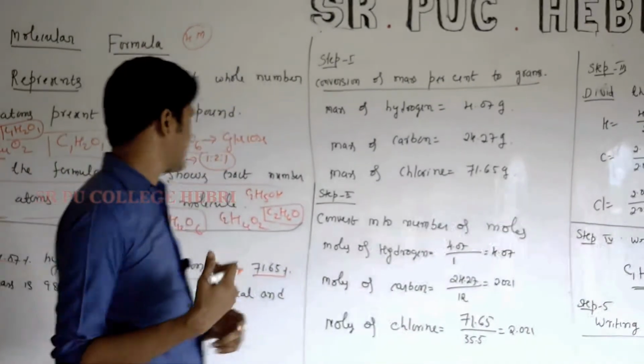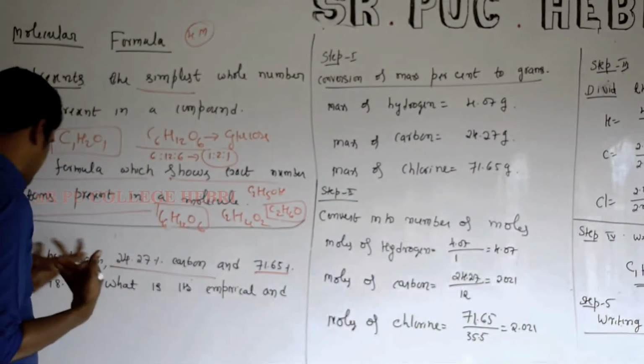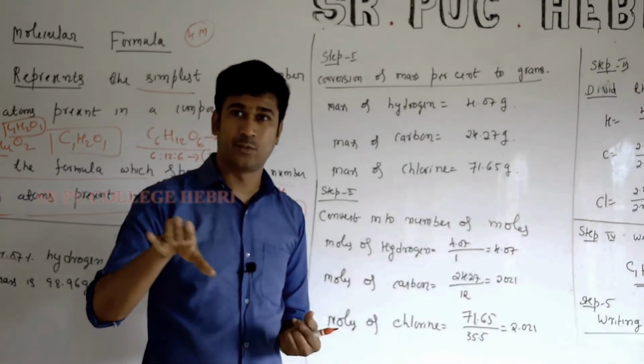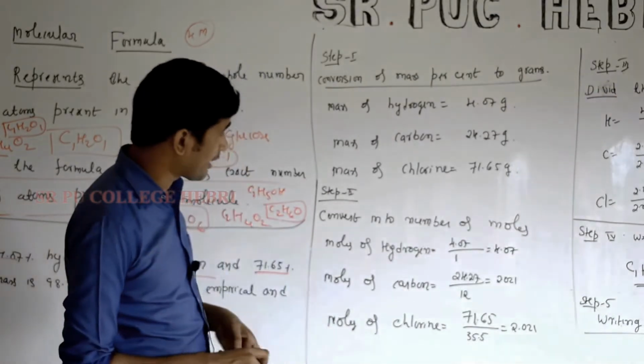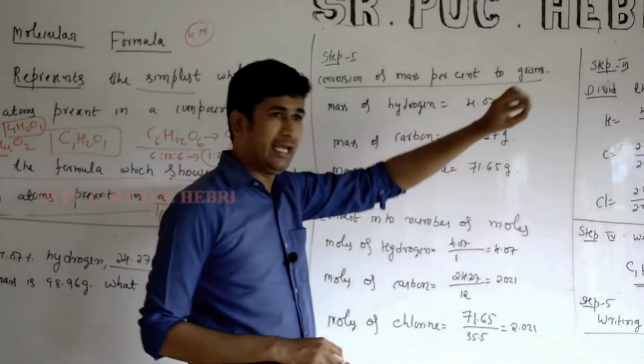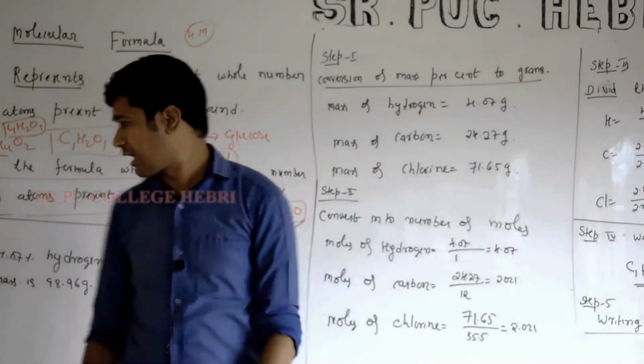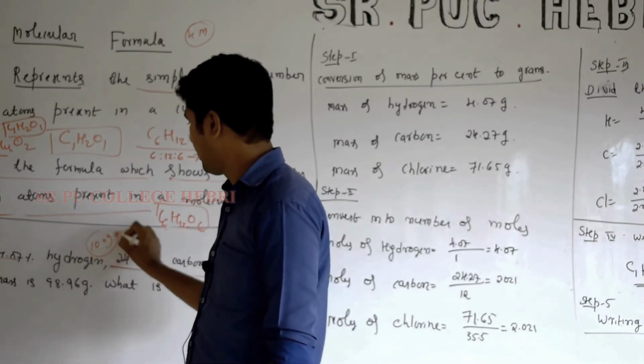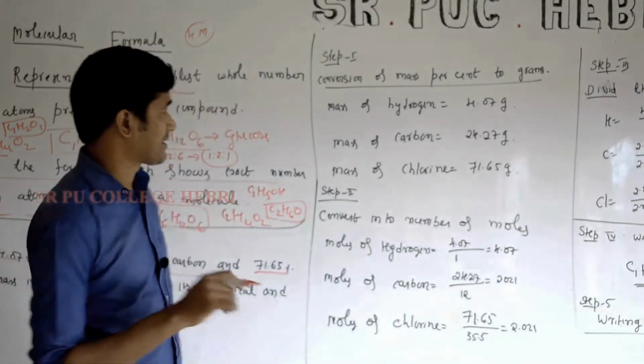See, when the percentage of different elements is given to you, you directly convert percentage into mass. Here we take the total mass of the compound as 100 gram. So this is just an assumption. Total mass of compound as 100 gram.